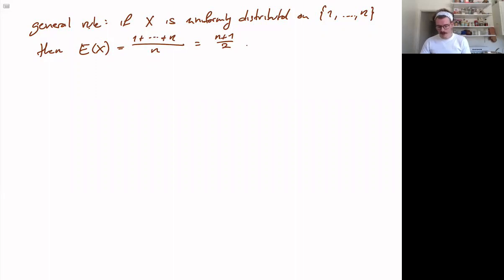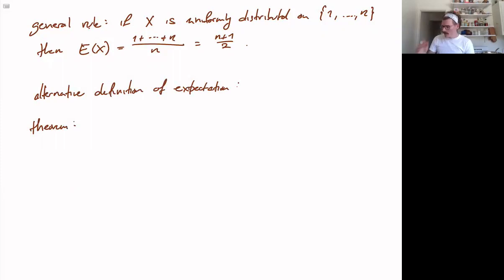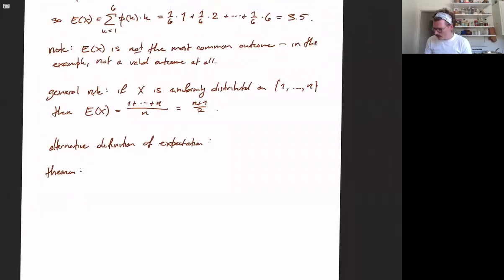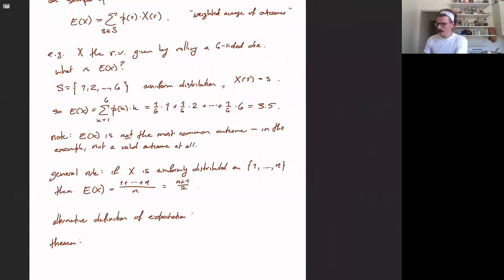So here is an alternative way to compute expectation, which is often useful. Theorem. So maybe let me get the old definition in view so we can compare them. Before we were saying that we sum over the sample set of the probability of each outcome.